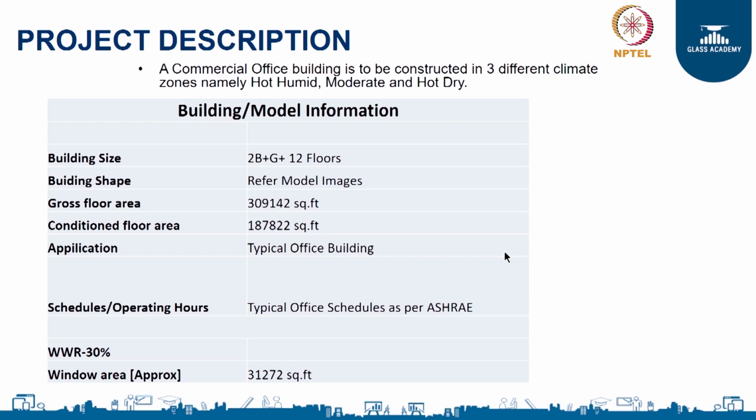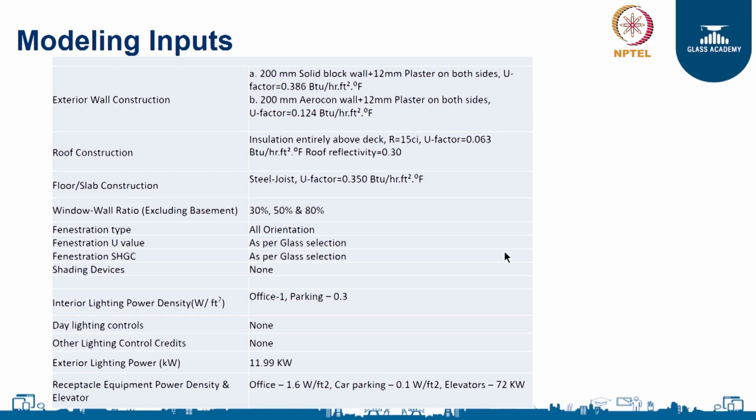So basically, here we're talking about the various parameters of the building: the area, the conditioned area, the window wall ratio. All those parameters are provided. It's a 12-floor building, and here we are talking about the different modeling inputs that we would give to that building. So what kind of envelope do you use? What is the property of the roof, the wall, and so on, and the glass, the material?